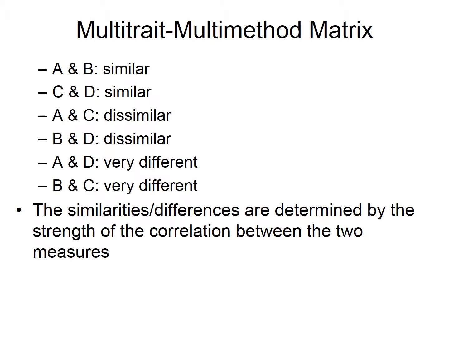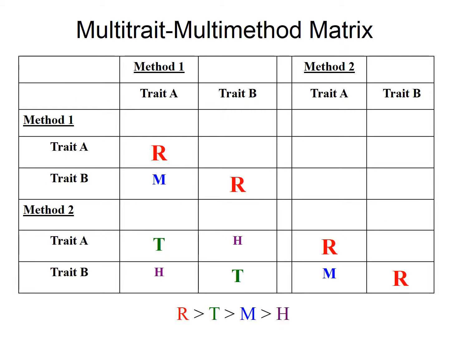So the similarity and differences are determined by the strength of the correlations between the two measures. So let's take a look at how this actually plays out and looks visually. So here we have an example of, again, how this all plays out. The R's are, generally speaking, how the various methods interrelate with each other, and they should be the very strongest relationships. The T's are the traits themselves.